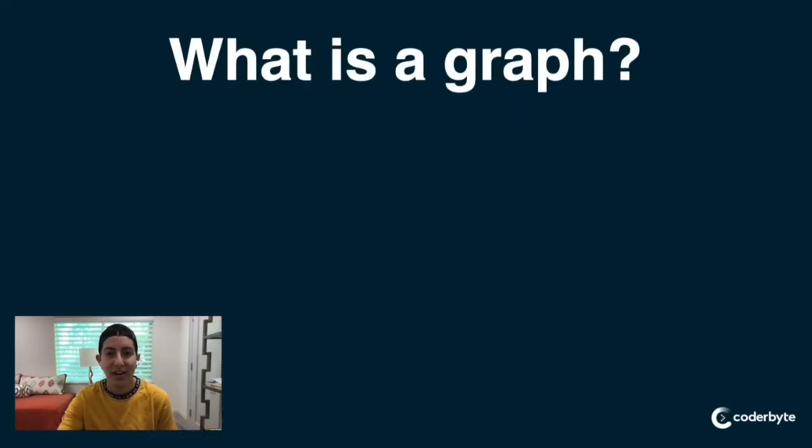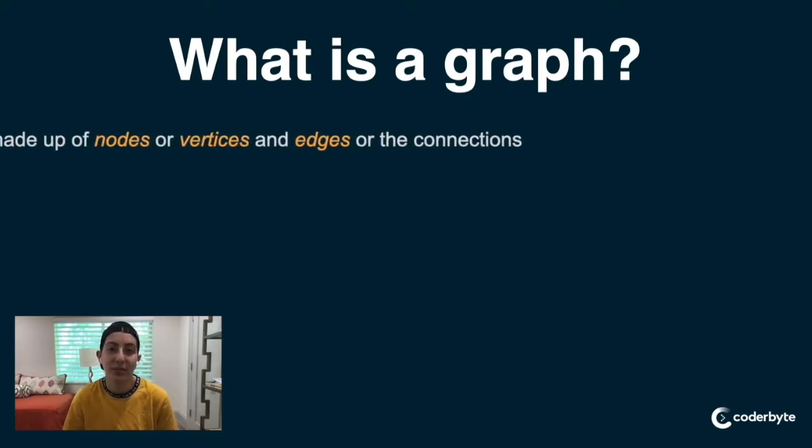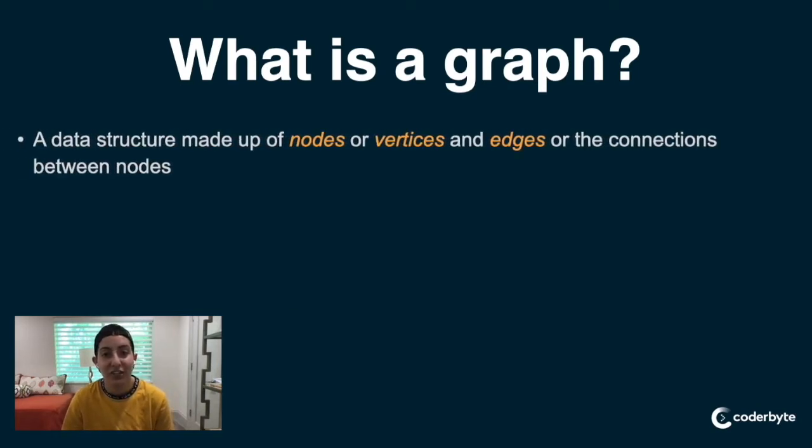So what is a graph? It's actually relatively simple. A graph is just a data structure with nodes or vertices and edges or the connections between the nodes.